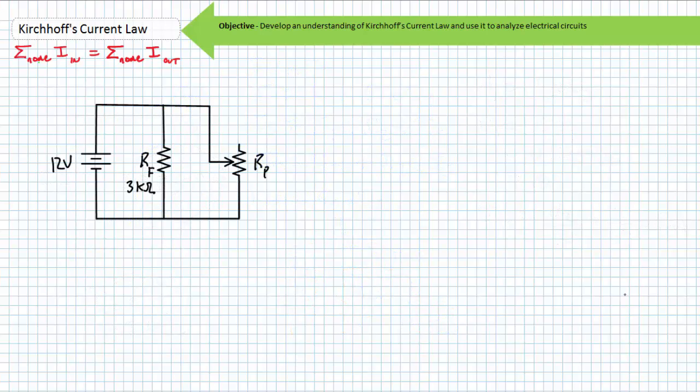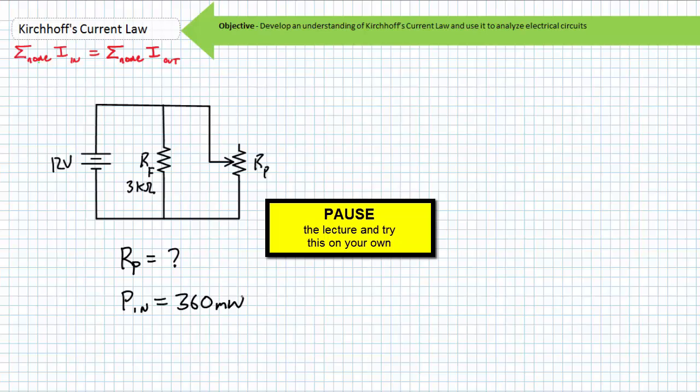One more illustrated example problem before we conclude this lecture, this time one featuring a potentiometer. Given this circuit, see if you can determine the setting on the potentiometer such that the 12-volt source is continually delivering 360 milliwatts of power to the entire system. The system being defined as that power dissipated by the two resistors, the fixed resistor RF at 3 kiloohms and the adjustable potentiometer, RP. Pause the lecture and take a shot at this.